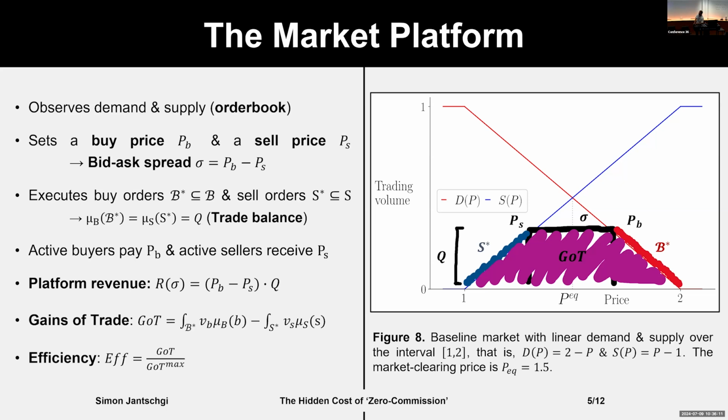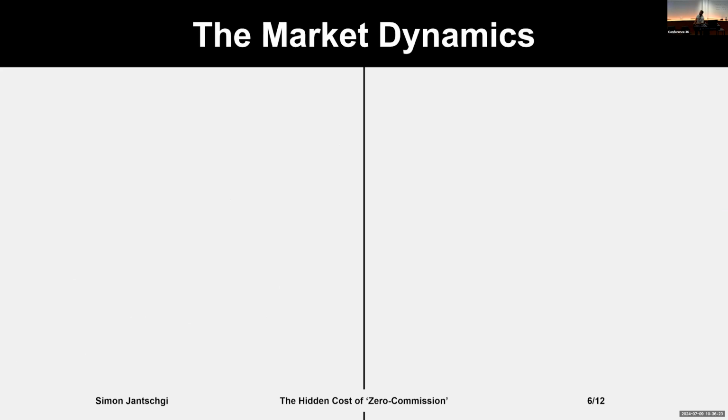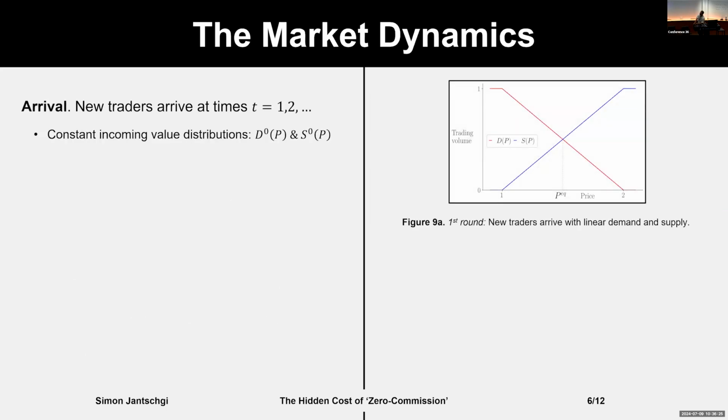Now, I was saying that I'm going to be interested in transaction costs, and these transaction costs are going to come into play on how we're going to set the buy and the sell price. But before I talk about transaction costs, I'm going to be introducing a dynamic market model, which is as follows. Now, traders are going to be arriving at discrete steps in time, so 1, 2, up to infinity. And I'm going to be assuming that at those time steps, there's going to be a constant incoming value distribution. So the same demand and supply curves are going to be arriving to the market each new trading day.